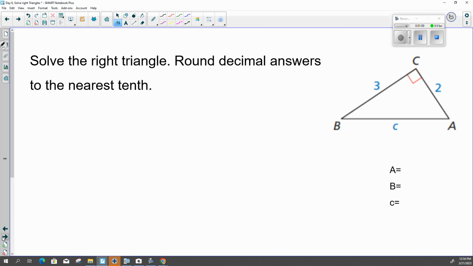If this is angle C, the side across from it is side C. If this is angle B, the side across from it is side B. Angle A is across from side A. So if they're ever missing some of that, that's what they're talking about. So I'll pause while you draw this.